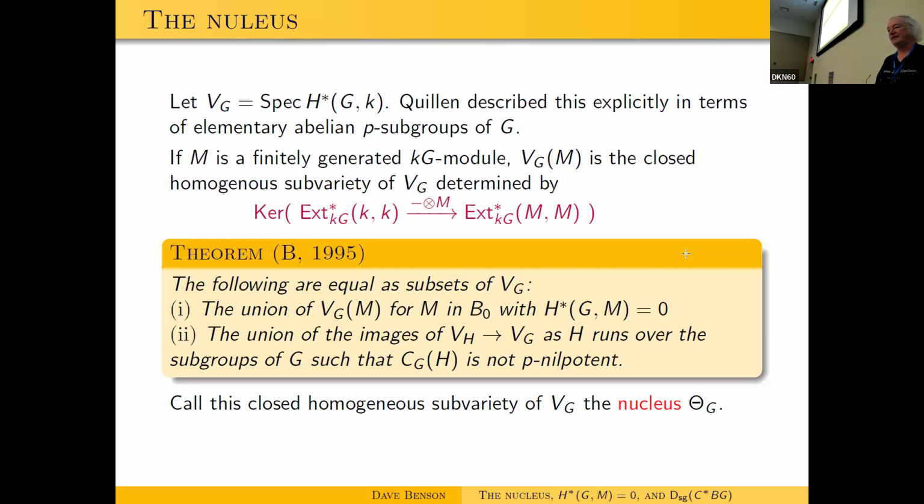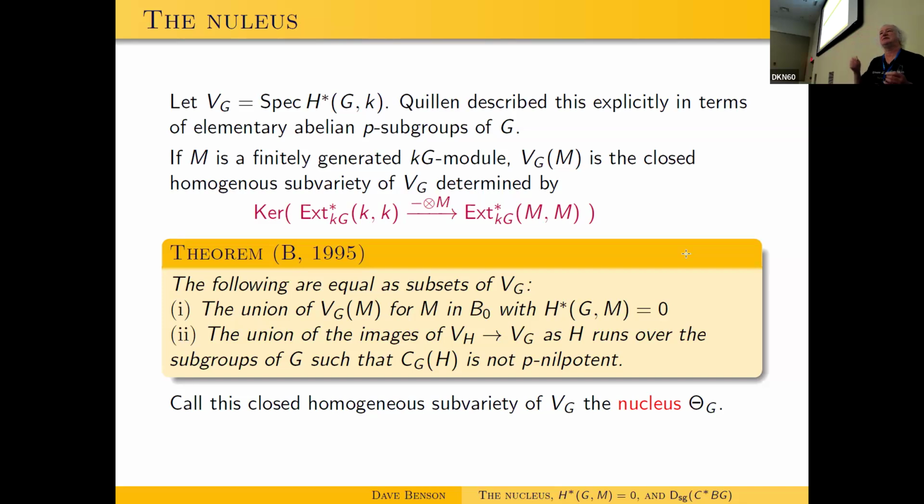And if you take the supports of all the modules in the principal block that have no cohomology and take their union, it turns out that there's another way to describe that set, which is that you take all the subgroups of the group whose centralizer is not p-nilpotent, and you take the images of, so restriction goes from cohomology of G to the cohomology of H. So it defines a map from the variety of H to the variety of G. And you take the union of the images of the subgroups whose centralizers are not p-nilpotent.